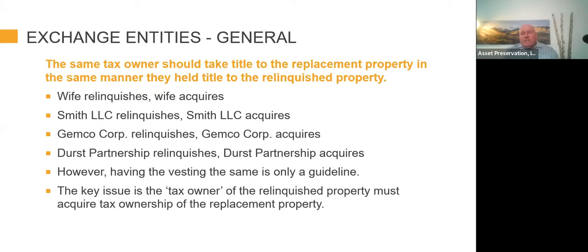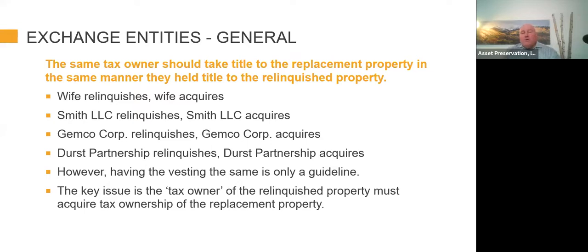Now, where this gets a little interesting and where it comes up quite a bit is where you may have married couples that maybe have remarried and they both brought in separate assets. So the wife has her own assets, the husband has his. The wife relinquishes a property that she has held for investment, but yet they want to buy the property together, or maybe they need the husband's income to qualify, or whatever it might be, or it could be vice versa.